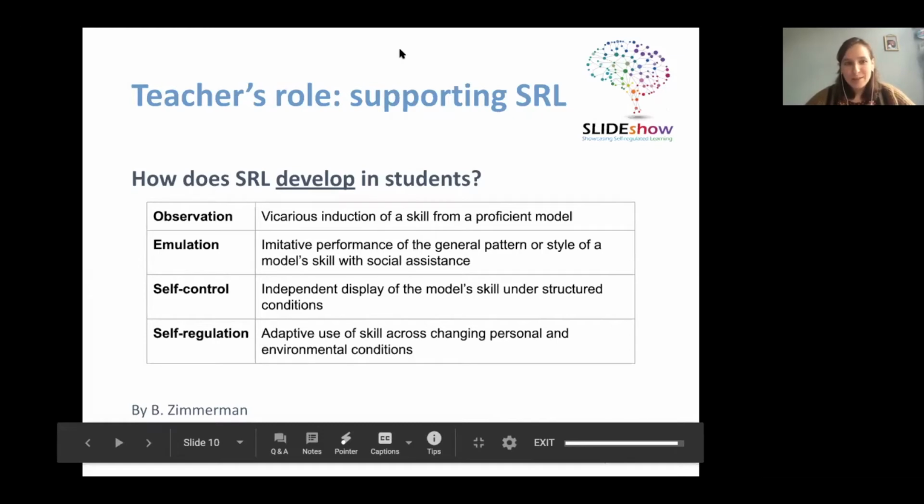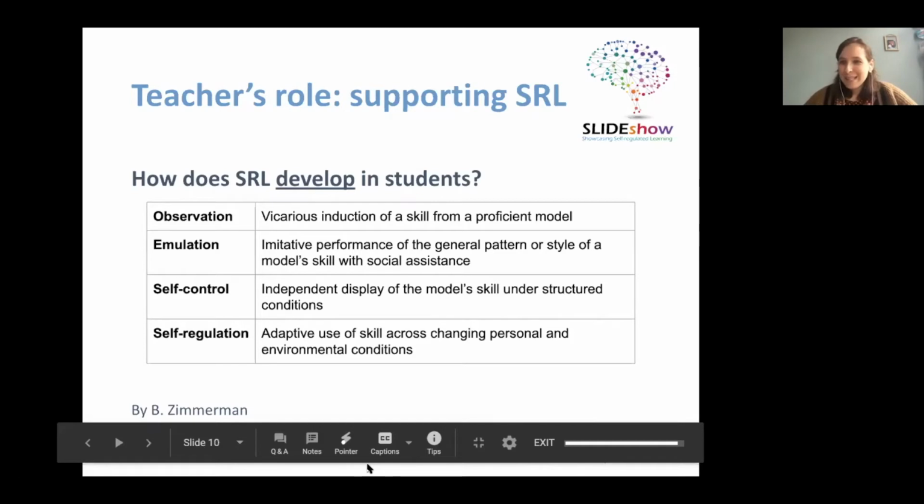So that is all about this emulation phase, and in that phase it's very important for you as a teacher to actually explain and instruct the particular SRL strategy. The third phase is about self-control. It means that you as a learner can start practicing the specific SRL skill on your own in a very specific setting, for example, in an assignment or group work. And the teacher is still present to give feedback. And then only in the fourth phase, you become self-regulated and you really master a particular self-regulation skill.